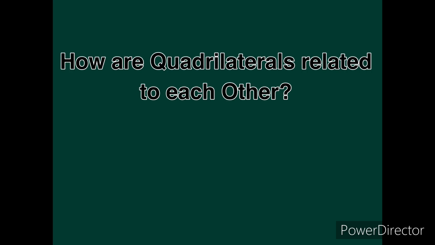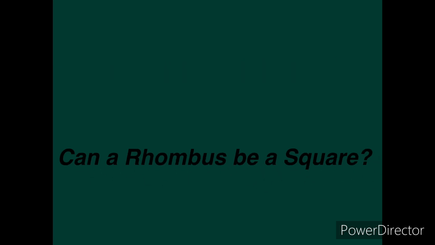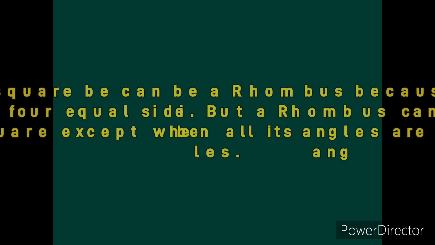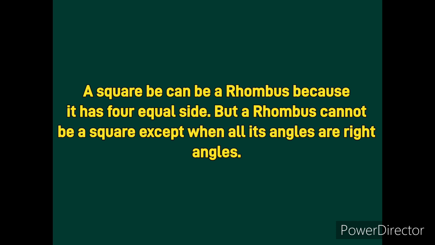So how are the different quadrilaterals related to each other? First, can a square be a rhombus? And can a rhombus be a square? A square can be a rhombus because it has four equal sides. But a rhombus cannot be a square except when all its angles are right angles.